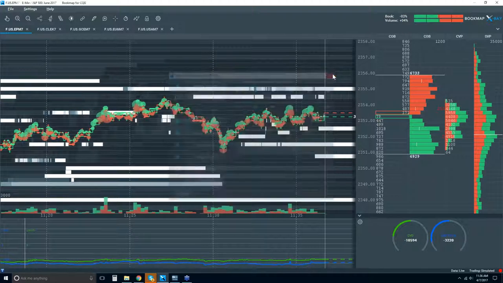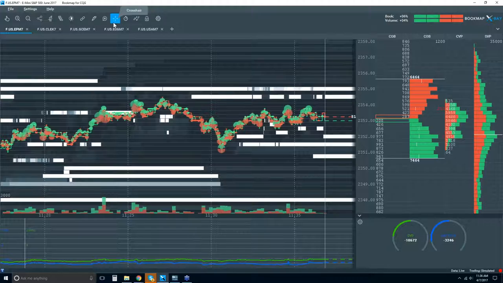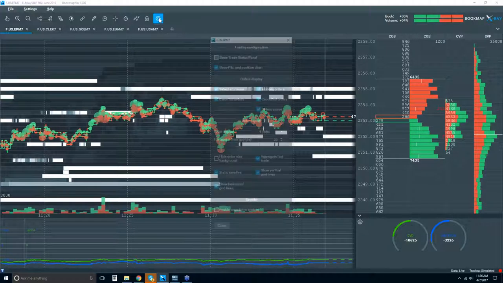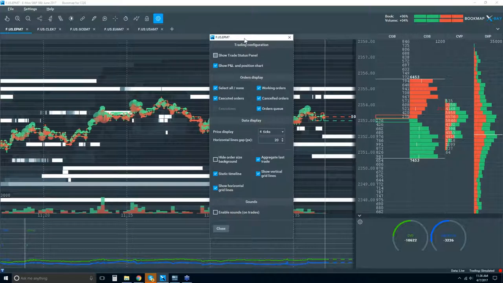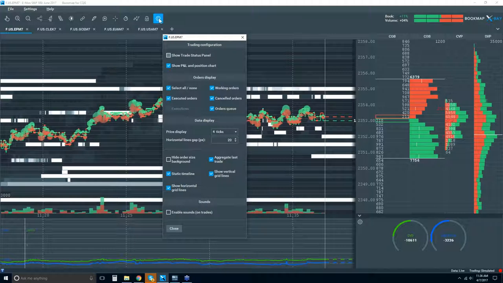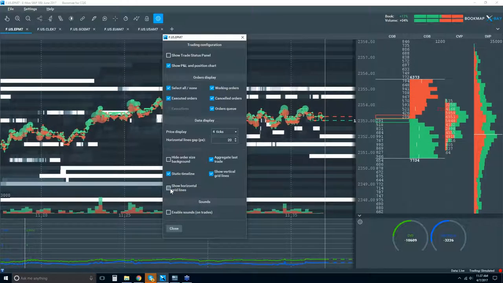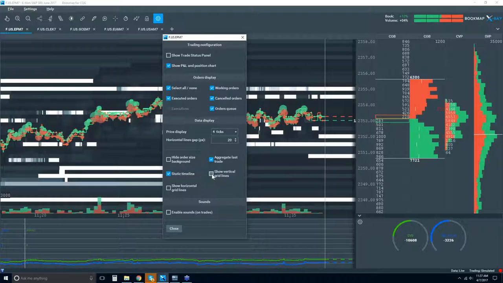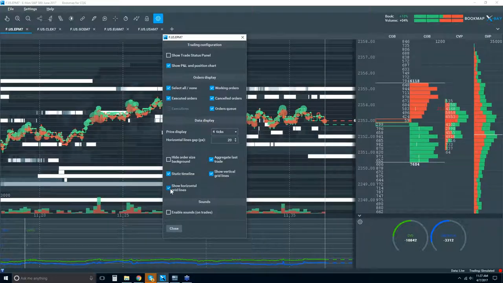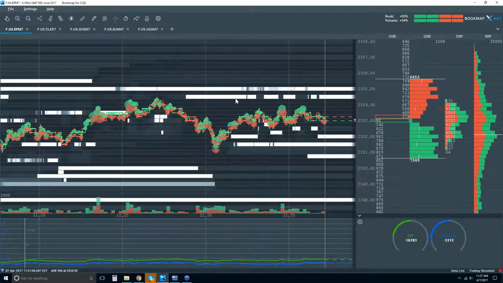And then Robert. Okay, so let's eliminate some of these lines here. Let's click on this configuration tool here. Horizontal grid, you can take that off, as well as vertical grid if you want. I prefer them, so I keep them on.